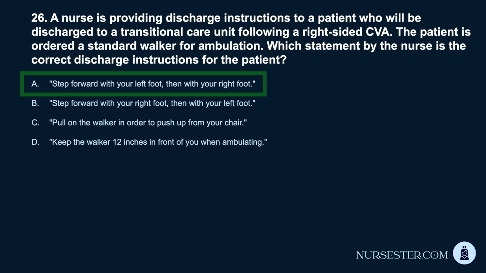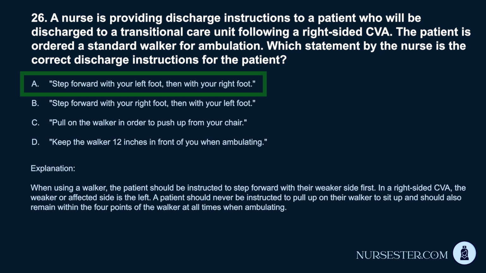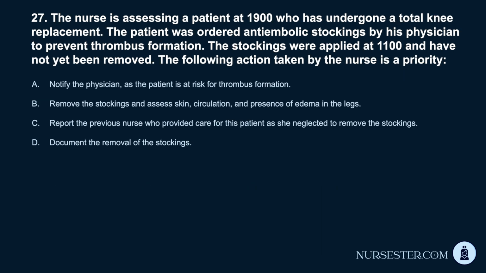Correct answer, A. Step forward with your left foot, then with your right foot. When using a walker, the patient should be instructed to step forward with their weaker side first. In a right-sided CVA, the weaker or affected side is the left. A patient should never be instructed to pull up on their walker to sit up and should also remain within the 4 points of the walker at all times when ambulating.